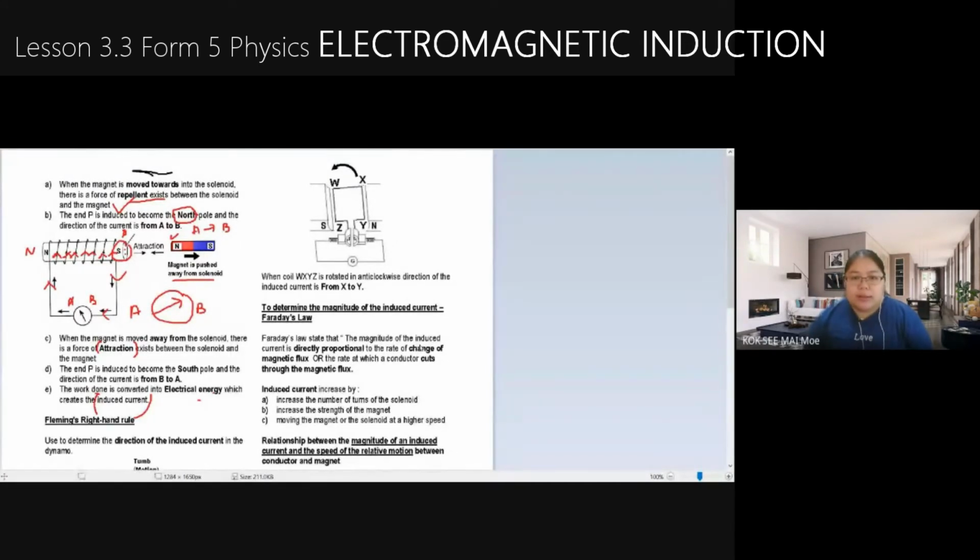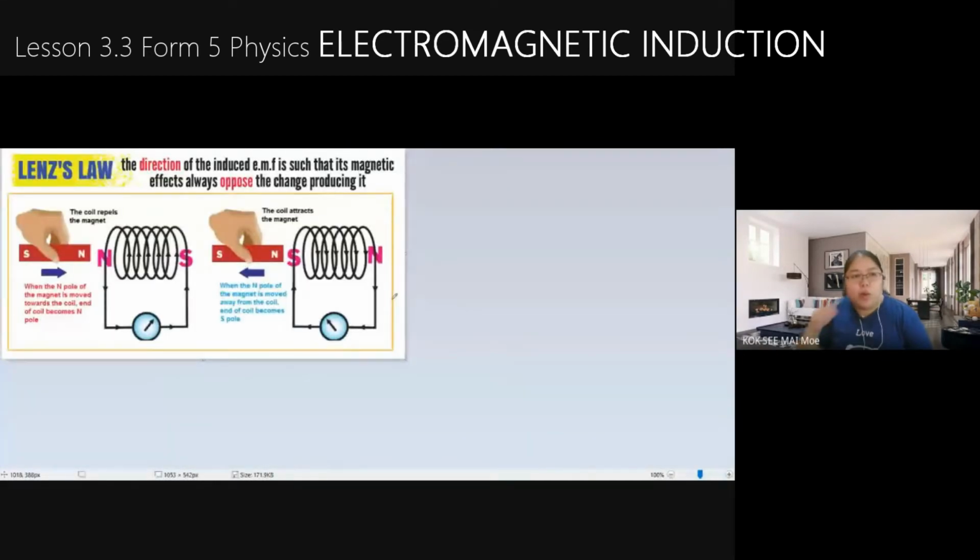Okay, this one is one of the diagrams for Lenz's law. The direction of the induced EMF, you can say induced EMF, you can say the induced current. EMF is a voltage, is it? So you cannot say EMF only, we say induced. The magnetic effect always opposes the change. So this one is Lenz's law.